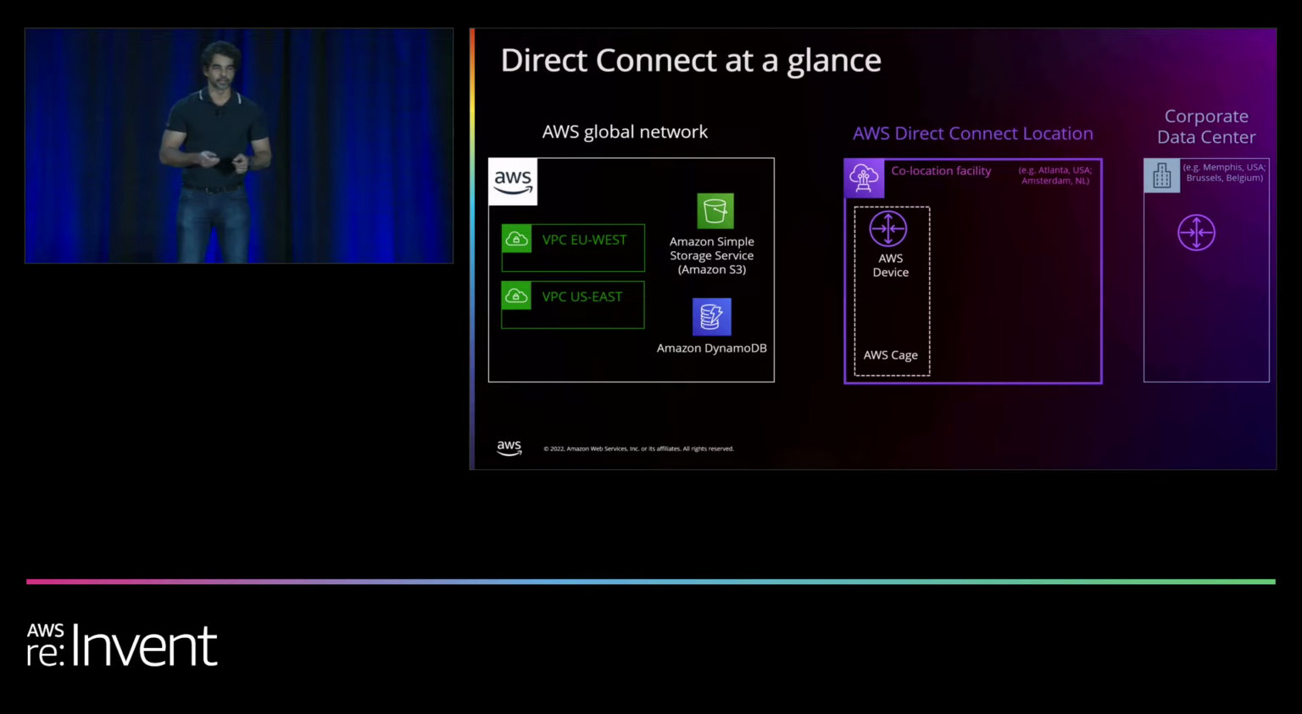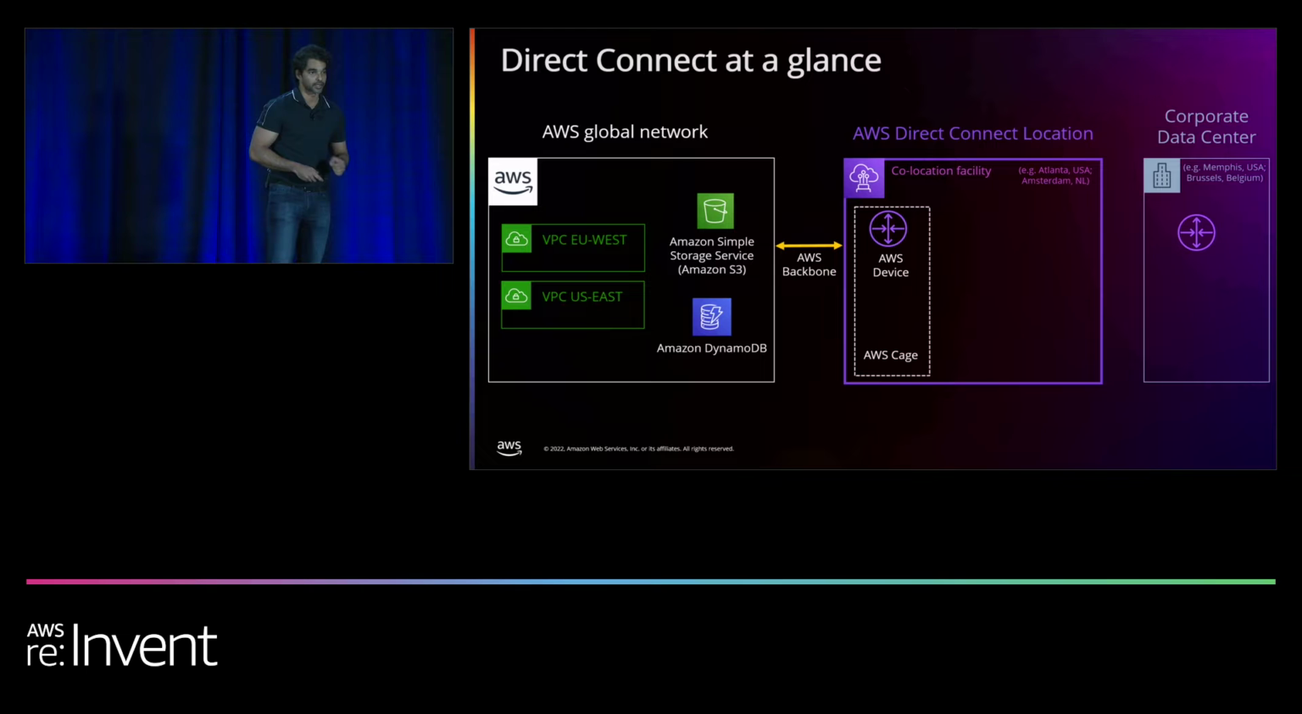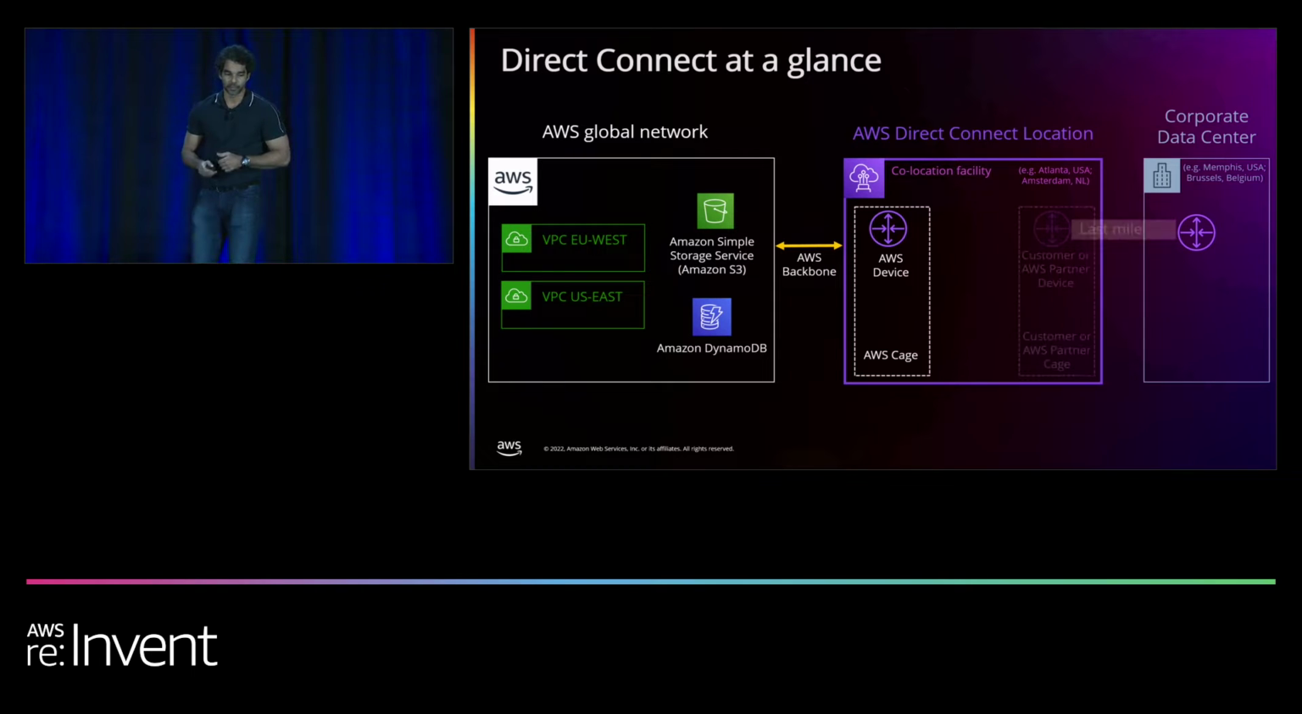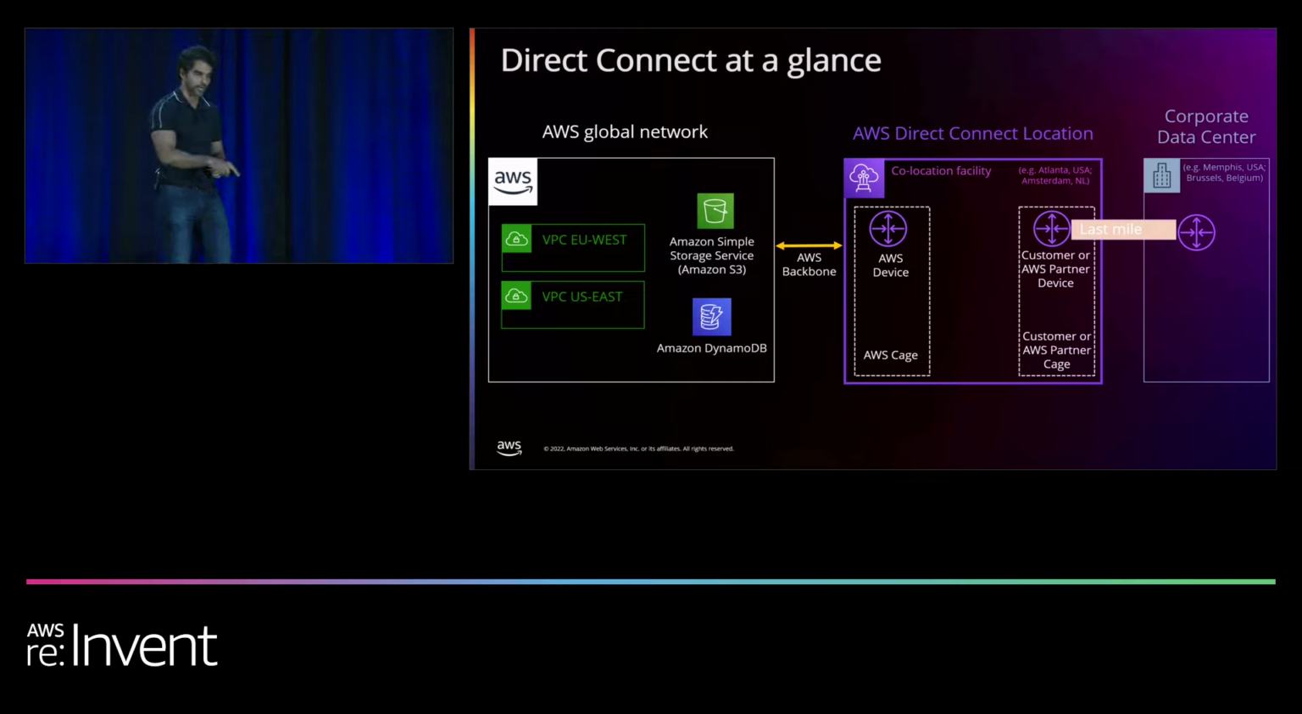For that, you meet us at AWS Direct Connect locations. These are third-party colo facilities where AWS has presence. These Direct Connect locations are connected to the AWS global infrastructure through redundant fiber links. You set up last-mile connectivity from your data center to the Direct Connect location.